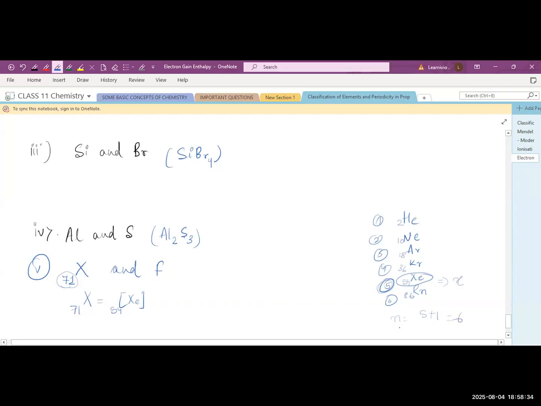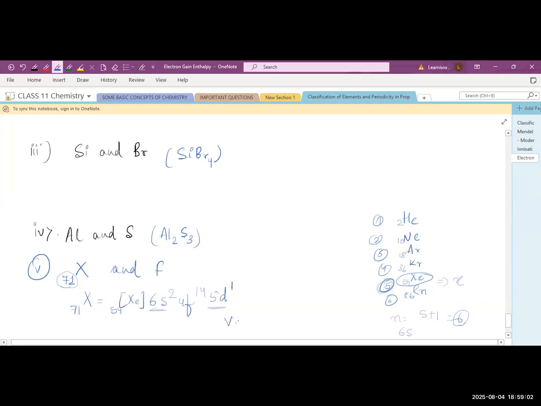And you have to start filling from the ns, right? So n here is 6, so you have to start the filling of electrons from 6s. Right, so after this xenon, the electron will go in 6s, right? 6s2. Now after this 4f14 and 5d1, right? Now see, these are the valence shell.